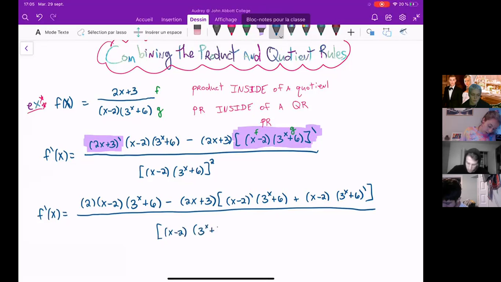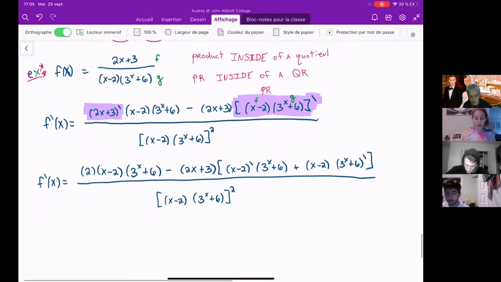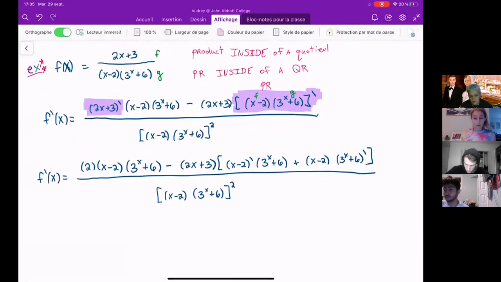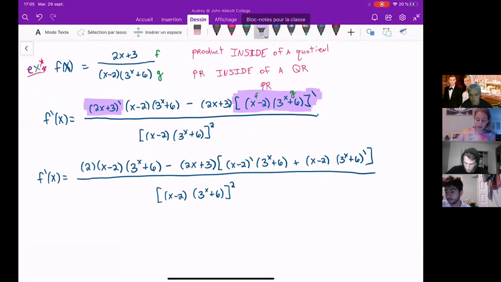All over the denominator squared. So far, so good? Yep. Let's look at the things I have primed now.